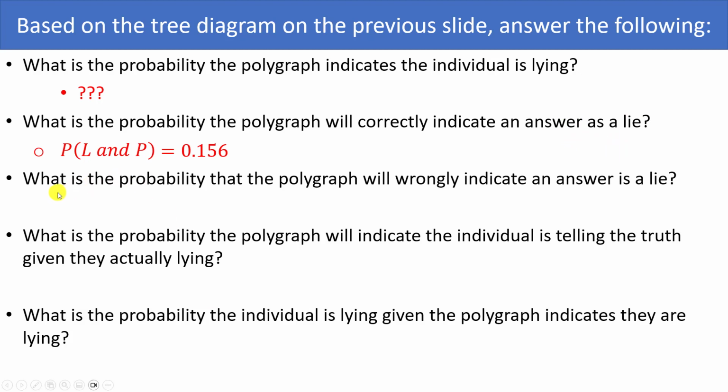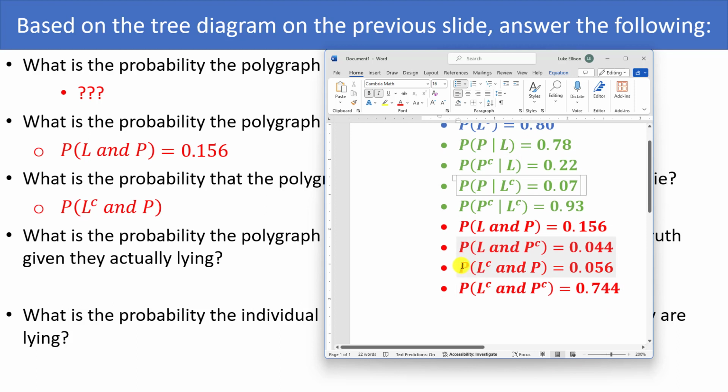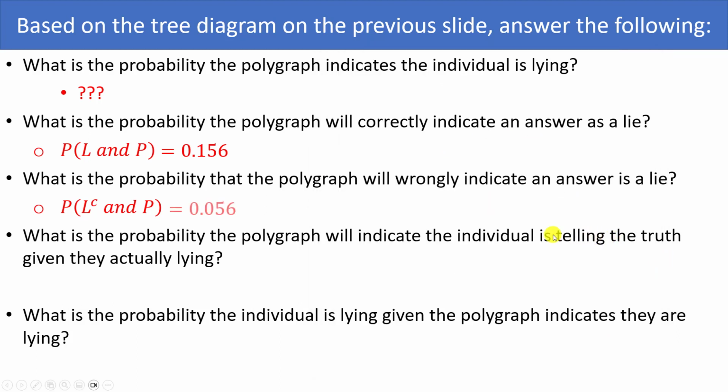The next question says, what is the probability that the polygraph will wrongly indicate an answer as a lie? Well, that means that the person actually has to be telling the truth, so that's L complement, and the polygraph has to indicate that it thinks that you are lying, and that would be P. So altogether we have L complement and P, which once again is one of the numbers that we had from our probability statements. L complement and P is right here. It is 0.056. So the chance that the polygraph will wrongly indicate an answer as a lie is 0.056.